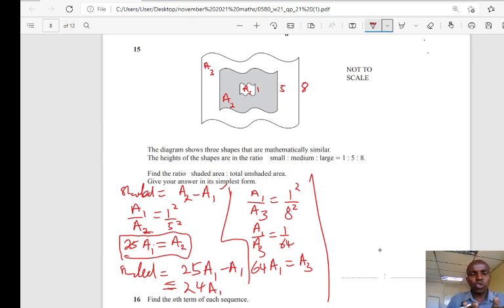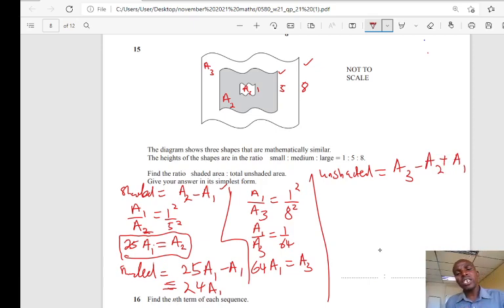After that, you find the unshaded area. Unshaded, you just say area of the bigger one minus area 2, but we also have to include area 1. It will be plus area 1, because area 1 is inside area 2. If you subtract area 2, we've also subtracted area 1. So we add it back.